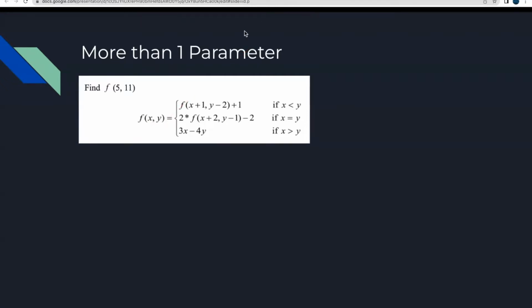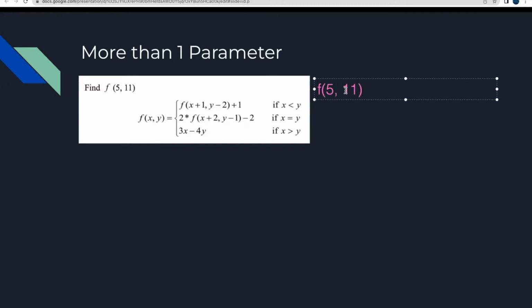So the problem is still the same. It actually isn't much different, except sometimes you might see, like in the statements here, you're comparing x and y instead of x with some constant. And also you have to keep track of both x and y as you're solving. So let's take a look at this.